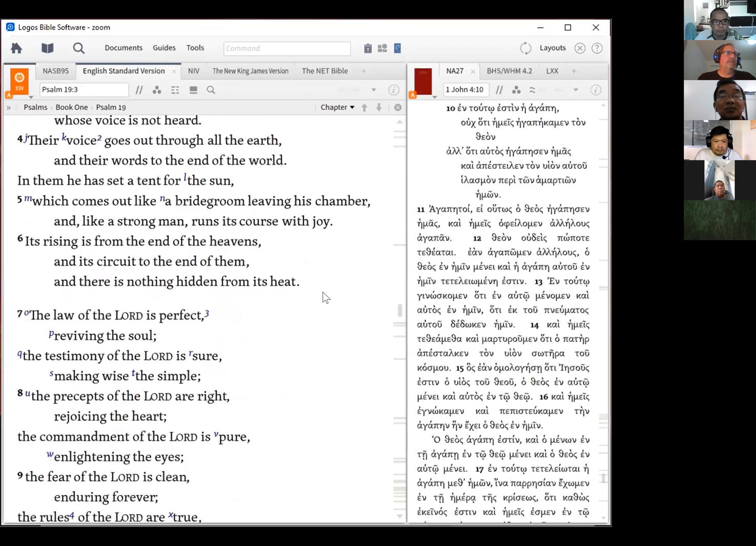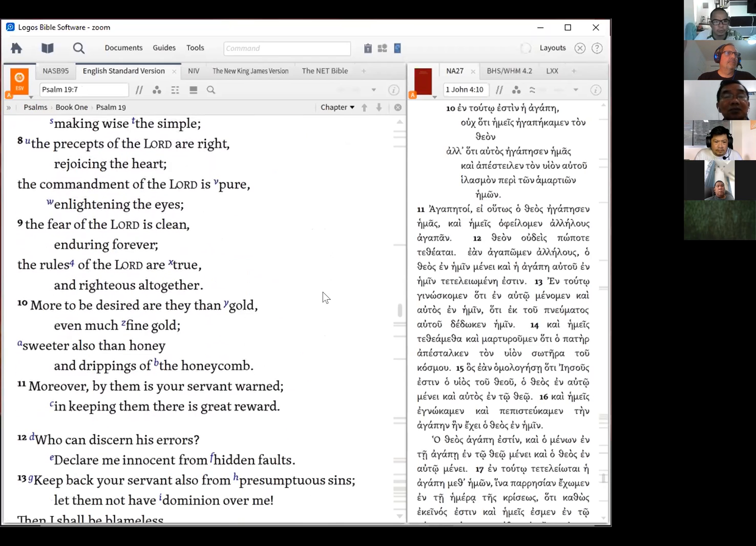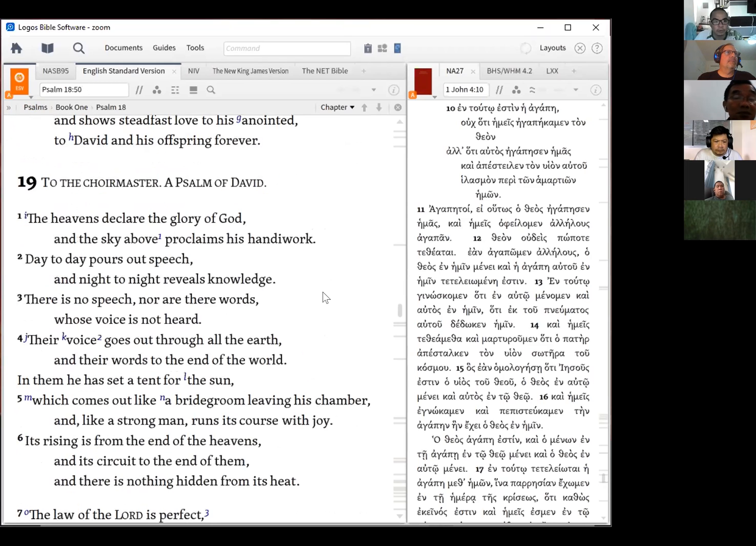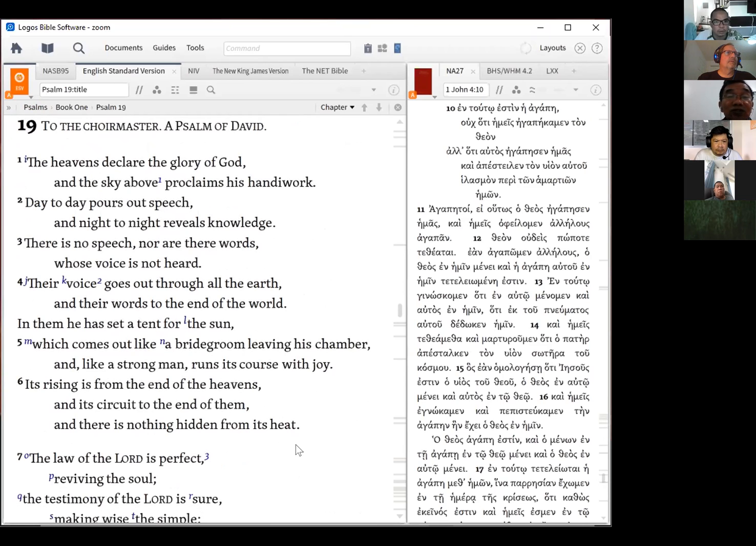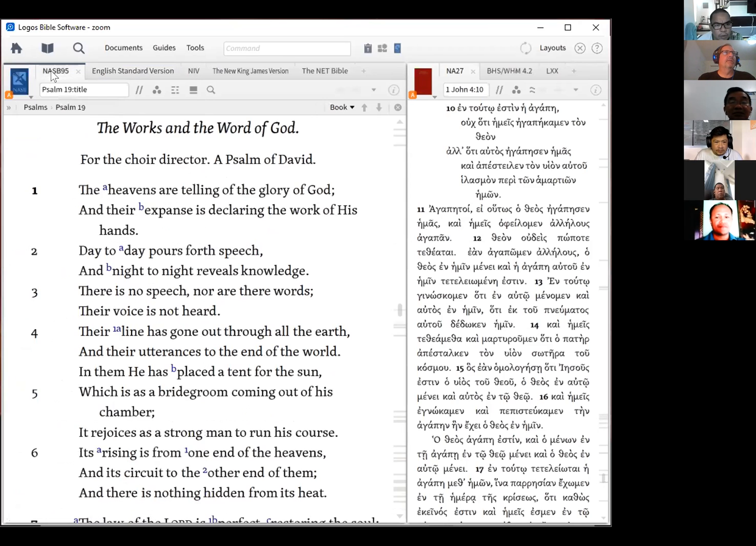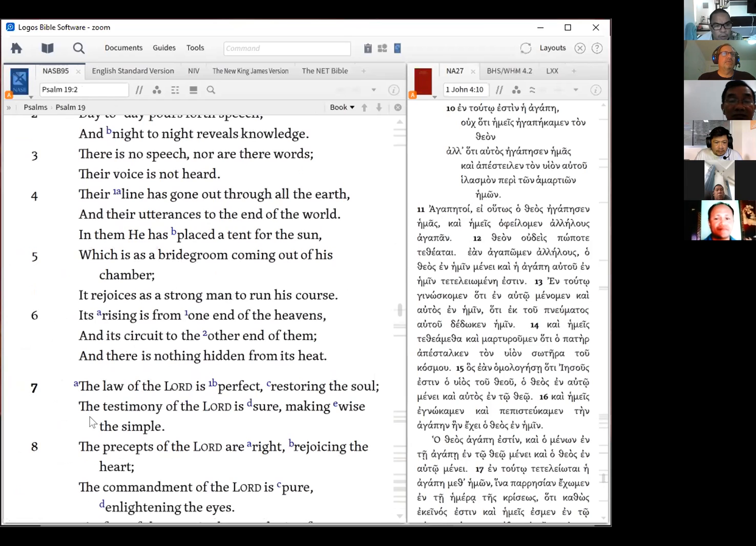Yeah, here in Psalm 19, it is more developmental. A lot of these are developmental, but these first ones, 19:1, the heavens declare, the sky, are synonymous. Day to day pours forth speech, night to night reveals knowledge. That's synonymous. There is no speech, nor are there words, whose voice is not heard. That would be developmental. Their voice goes out through all the earth, their words to the end of the world. That's synonymous. But then he adds this third line: in them he has placed a tent for the sun. So here, there's two lines, and then all of a sudden there's three lines, and then three lines, and then three lines. And then he goes back to two.